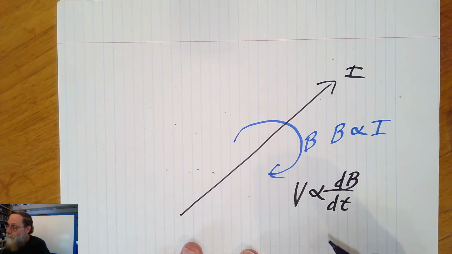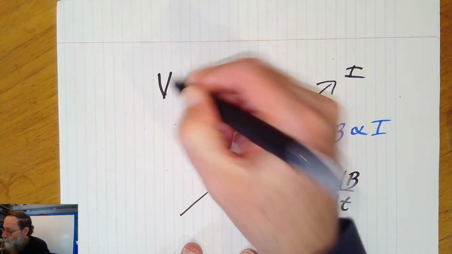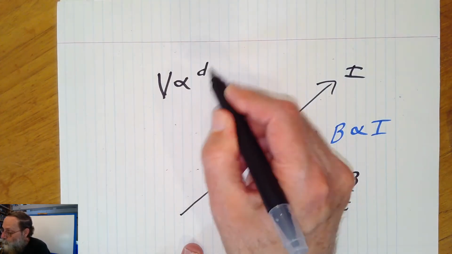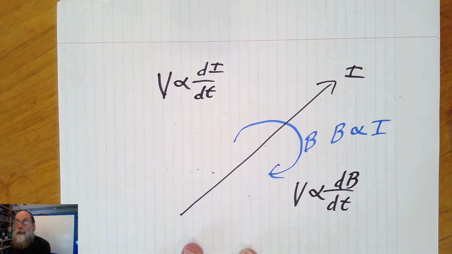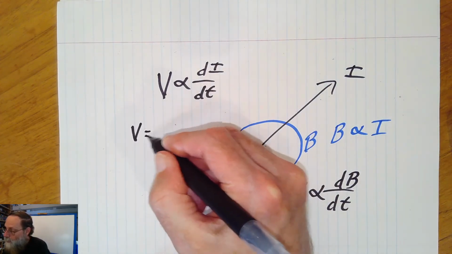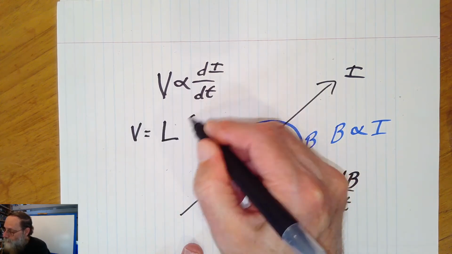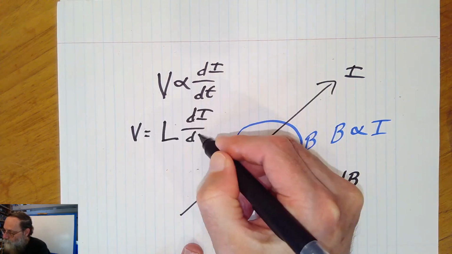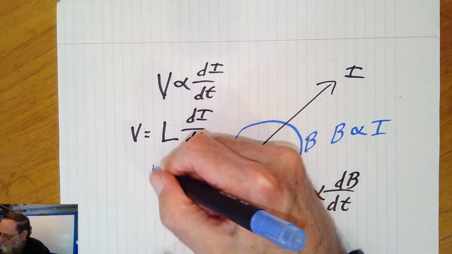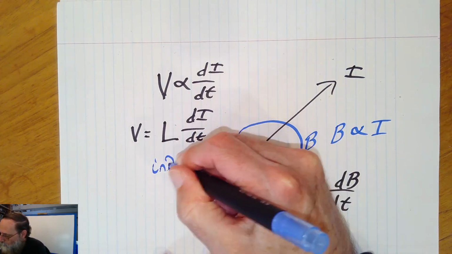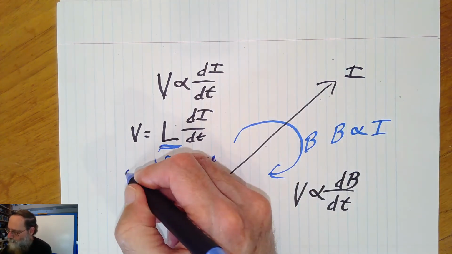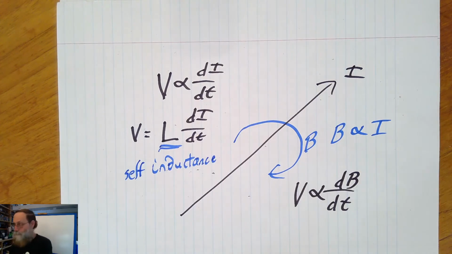wire in both cases. So what we have there is that the voltage is proportional to, combining these two things, just the derivative of the current with respect to time. And if we write down the constant of proportionality there, it's usually abbreviated as L, and that L is the inductance, or more properly, the self-inductance.